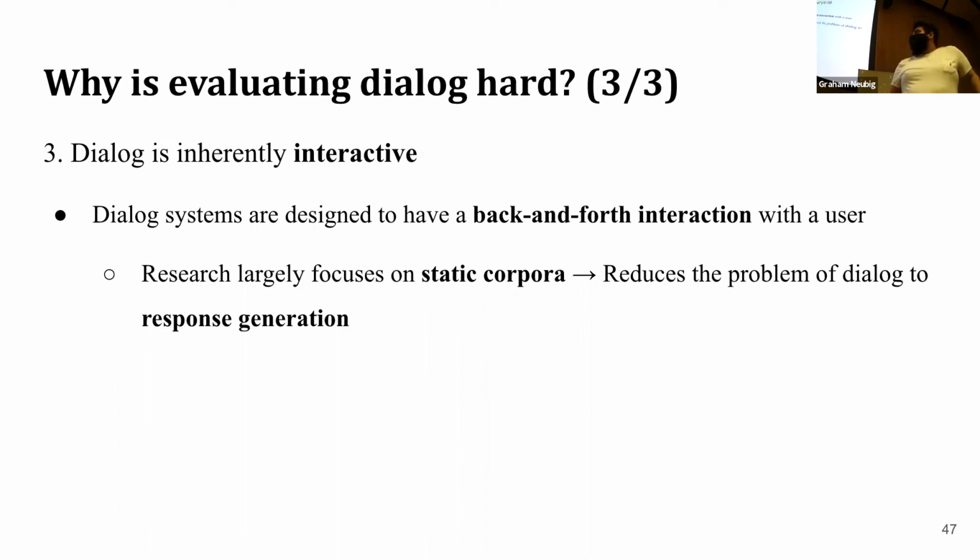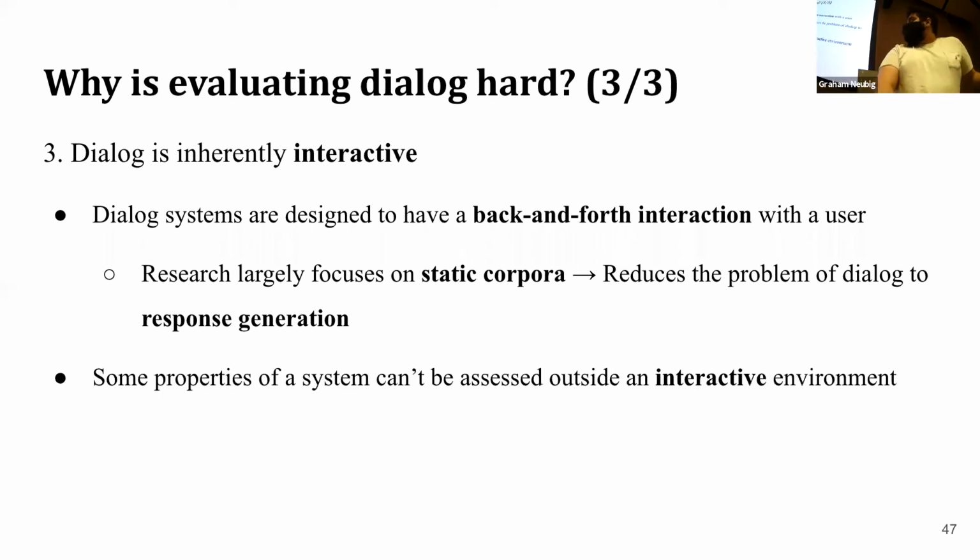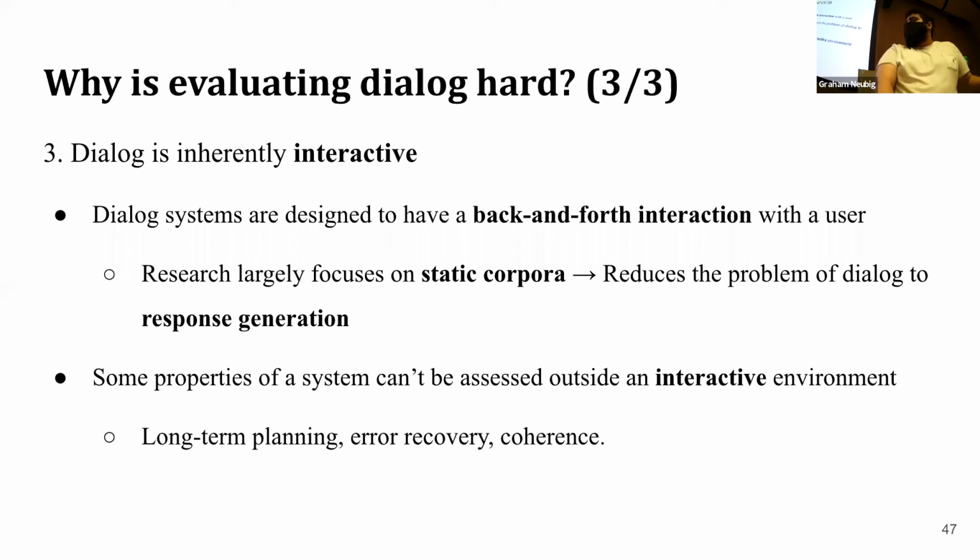And right now, research for the most part largely focuses on static corpora, which reduces the problem of dialogue to response generation. As we were discussing earlier, when you look at these state-of-the-art dialogue systems like Meena and DialoGPT, they produce really good responses because that's what they've been trained and evaluated for. But once you ask them to have an interactive dialogue, they kind of fail. And there are some properties that can't be assessed outside of an interactive evaluation, like long-term planning, error recovery, and coherence. Consistency kind of fits in here, but there are ways of evaluating consistency with response generation as well.